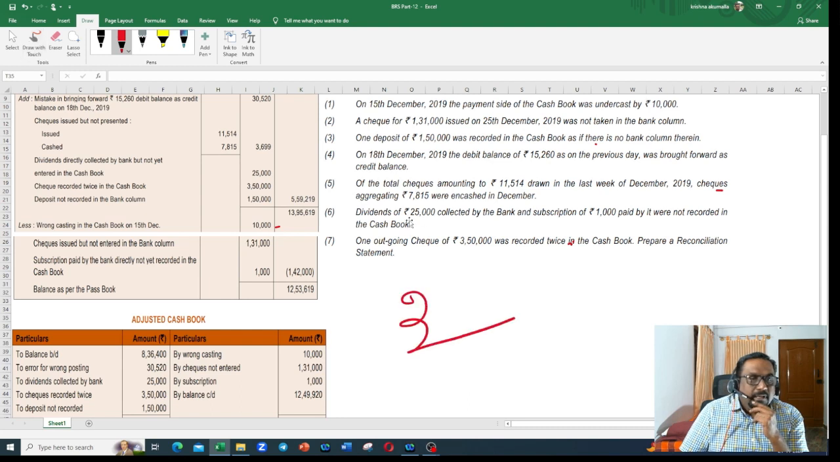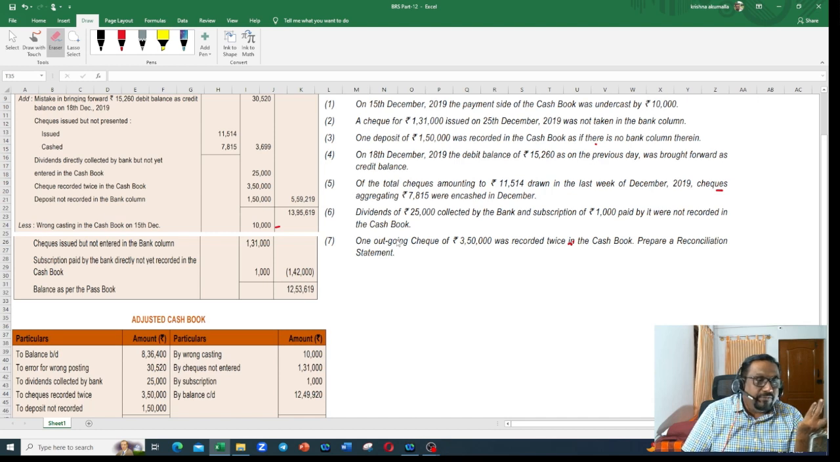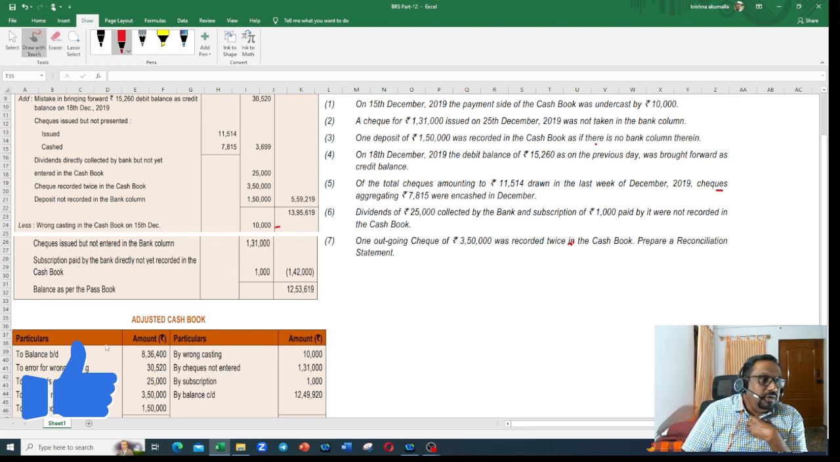Next one. Dividends of 25,000 collected by the bank and subscriptions of 1,000 paid by it were not recorded in the cash book. So dividends, banker collected on behalf of us. That has not been recorded. 25,000. Where to record that dividend? It is a receipt for us. Receipt side you need to put 25,000. See here, 25,000 recorded here as a receipt.